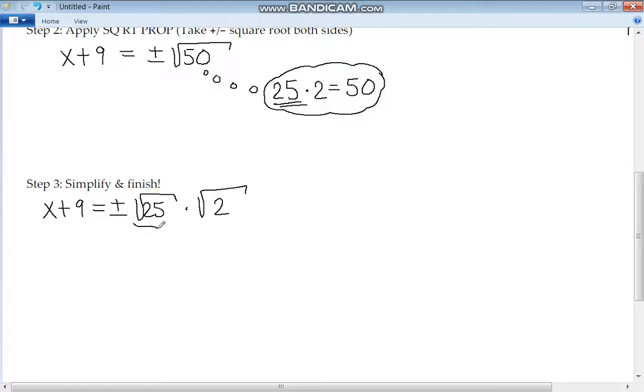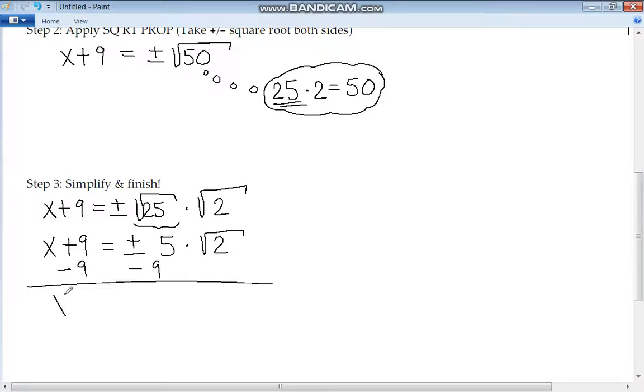Now, this part is the square root of a perfect square, so let's simplify that. x plus 9, bring it all down, equals plus or minus the square root of 25 is 5, because 5 squared equals 25. And bring down the square root of 2. Okay, that's as good as it gets for that square root of 50. We cannot simplify it any further. So the last thing we need to do is bring 9 to the other side. So we'll subtract it from both sides. We'll get x equals negative 9, and then plus or minus 5 times the square root of 2.